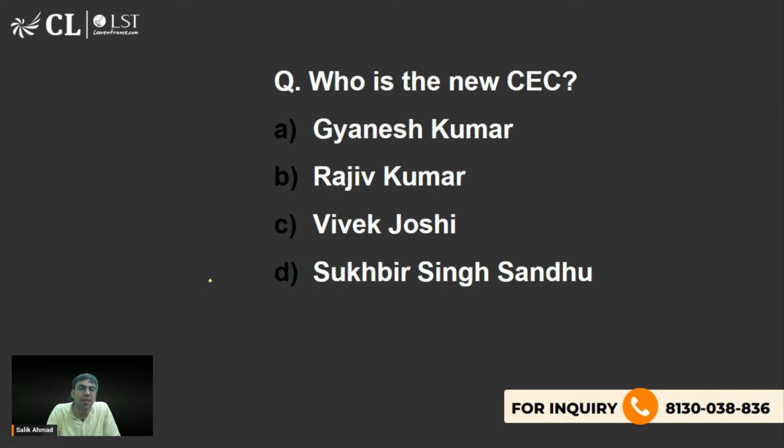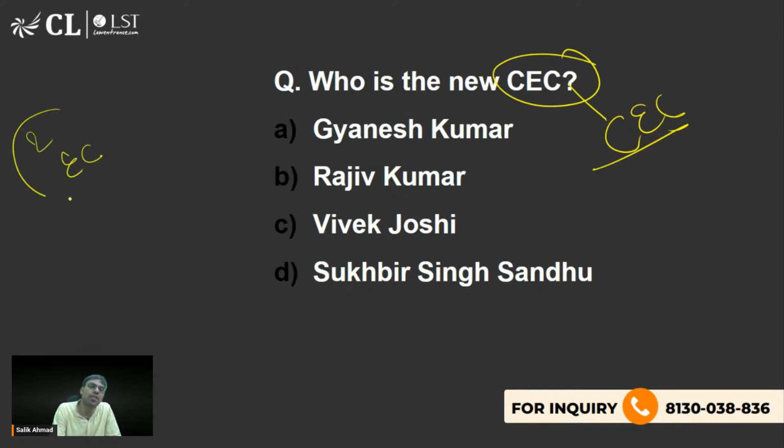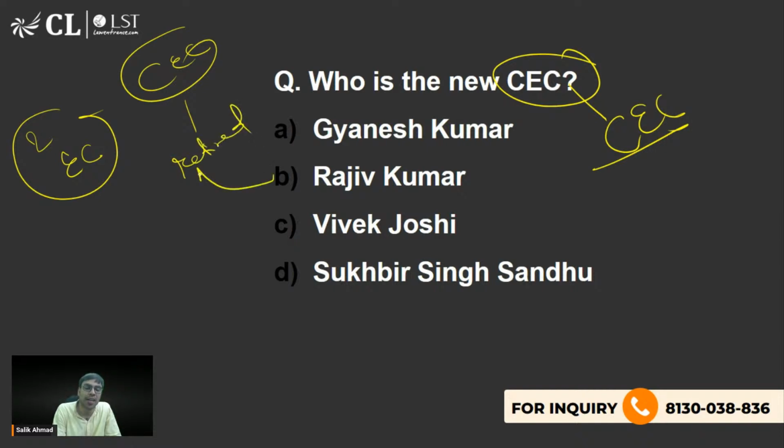Who is the new CEC? Very very very important. Chief Election Commissioner new कौन बनाएंगे? And this person was earlier an election commissioner. So there are 2 election commissioners and 1 chief election commissioner. So he retired. Mr. Rajiv Kumar retired, and one of them, इसमें से एक जो है chief election commissioner बन गए. ठीक है. So यहाँ पर एक सीट वैकेंट हुई.